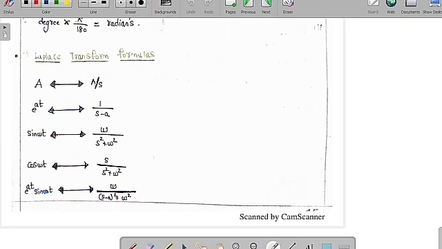For e to the power of at sin omega t, which is e to the power of at into f of t, the Laplace transform is f of S minus A. So wherever S is there, just replace it with S minus A. So for this we are going to get omega by S minus A whole square plus omega square.